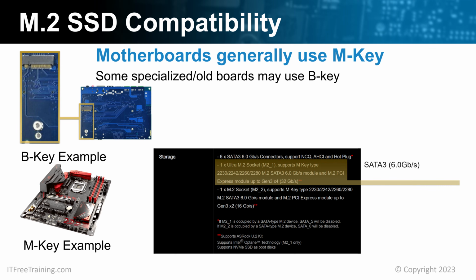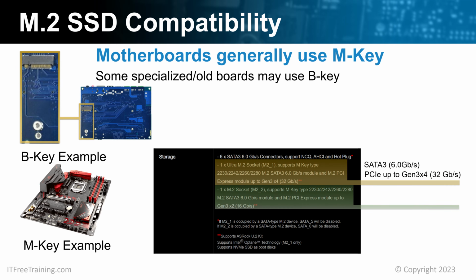This connection firstly supports SATA 3. So you can use B key plus M key M.2 SSDs on this motherboard. Notice also that this connection supports up to 4 Generation 3 PCI Express lanes. So essentially, this connection supports B plus M key and M key. Next, consider the second connection. As with the previous connection, it supports SATA 3 at 6 gigabits per second.